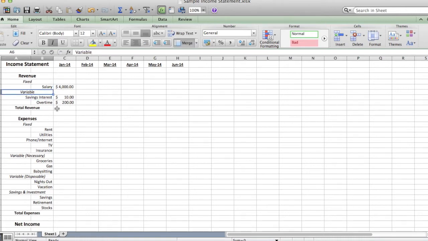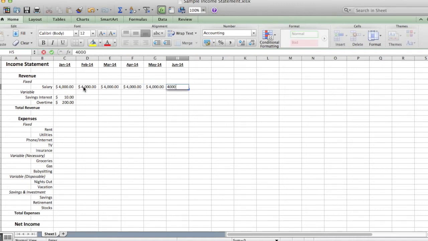Over here, variable is any number that can change between a given period. Here we've broken down our income statement into months, the first 6 months of this coming year of 2014 to be exact. Overtime by its very nature is something that is pretty variable. It changes from time to time. So we don't want to put it next to salary because that is a number that's consistent. We're counting on it every month. In fact, we're so confident about our salary that we're going to go ahead and put it in for all of the months that we've laid out.